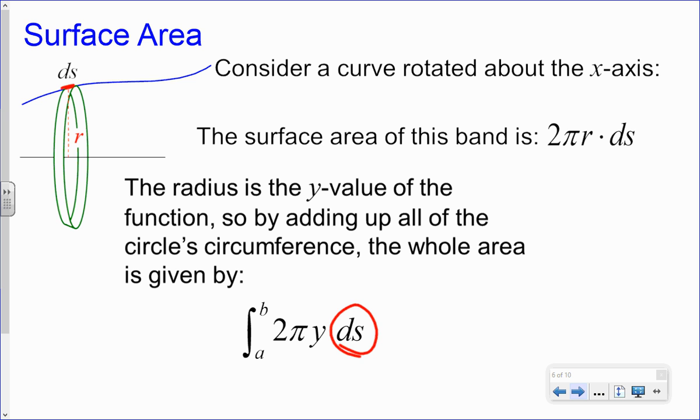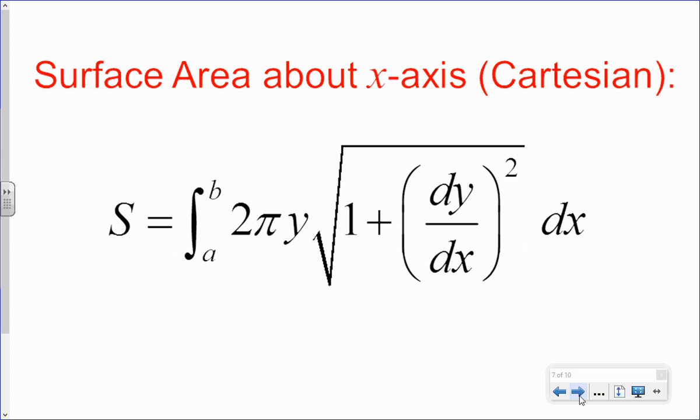Now, what is this dx? What did I say this was when I pointed it out? Arc length. Do we know how to find arc length? We do now. So we're going to replace that with ds, arc length. So we have 2 pi r times the arc length, and that gives us the area of that rubber band. Add them all together, aka take the integral, and we have all of these rubber bands added together to get the surface area of this rotation.